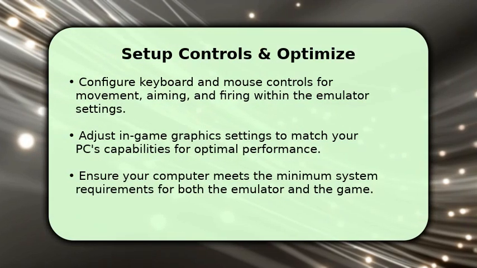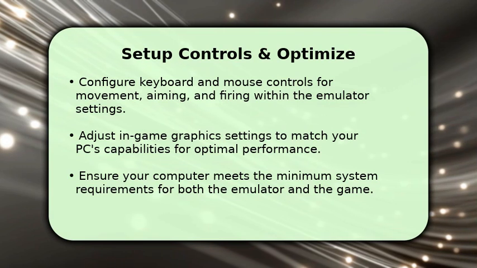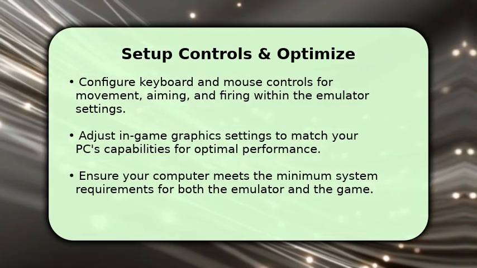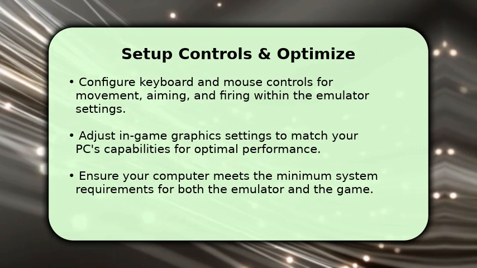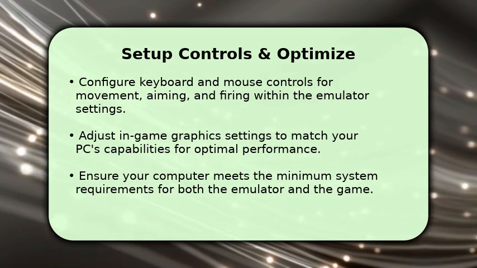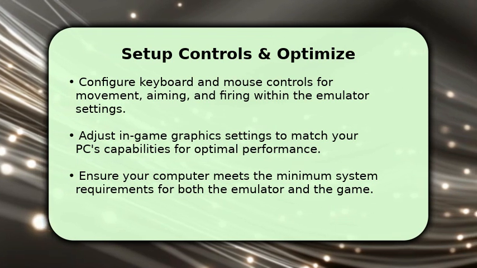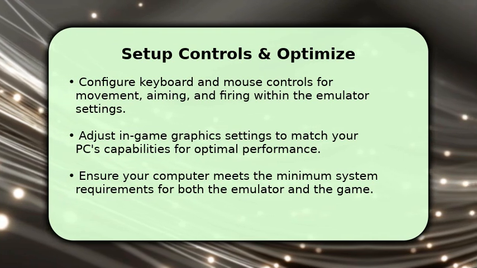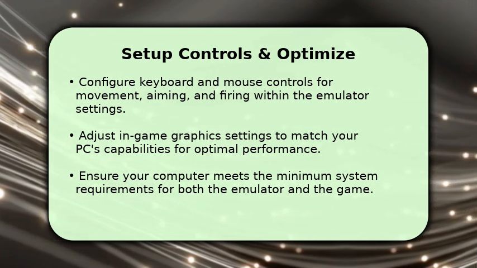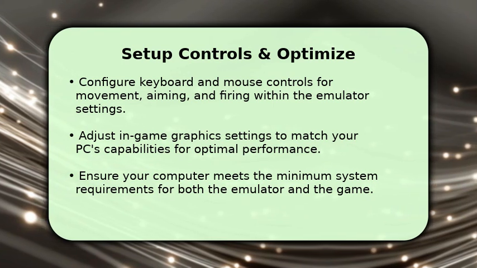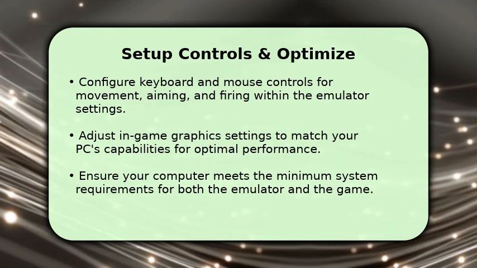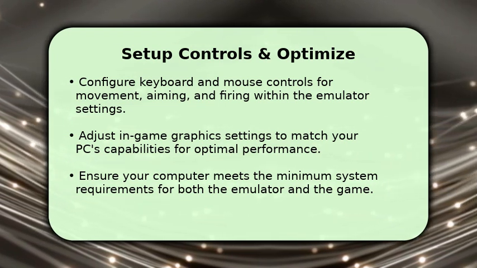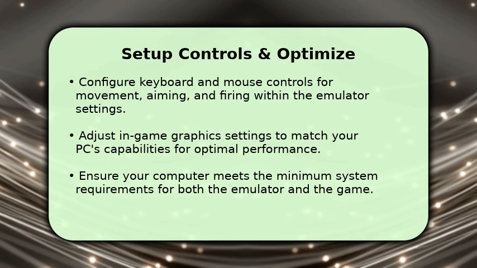Once the game is installed, the next step is to set up your controls. Emulators provide intuitive mapping tools to assign keyboard keys for movement, actions, and mouse clicks for aiming and shooting. It's also vital to optimize your in-game graphics settings. Lowering settings like shadow quality or resolution can significantly improve frame rates on less powerful machines. Always check that your computer's specifications meet or exceed the recommended requirements for a seamless gameplay experience.